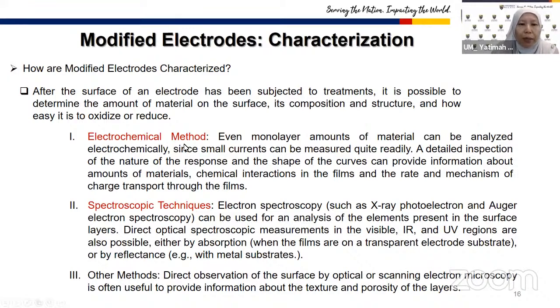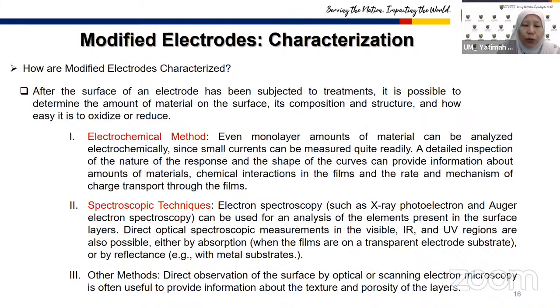So for example, the electrochemical method: even monolayer amounts of material can be analyzed electrochemically, since small currents can be measured quite readily. So a detailed inspection of the nature of the response and the shape of the curves can provide information about amounts of materials, chemical interactions in the films, and the rate and mechanism of charge transport through the films. So it is very important to understand the electrochemical method. I do understand that most of you students have already learned a few electrochemical methods earlier. So you can have some knowledge in that and how this will relate to providing information about the electroactive materials being coated on the surface of the substrate to form the modified electrodes.